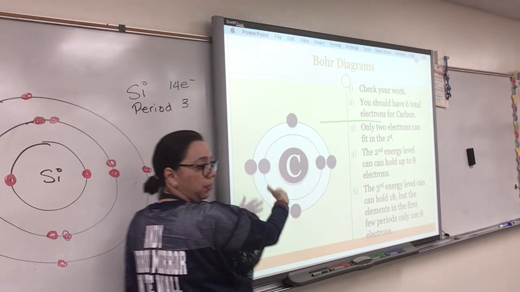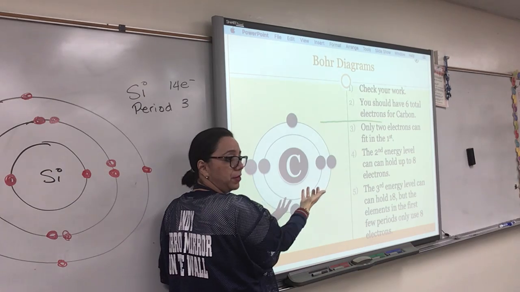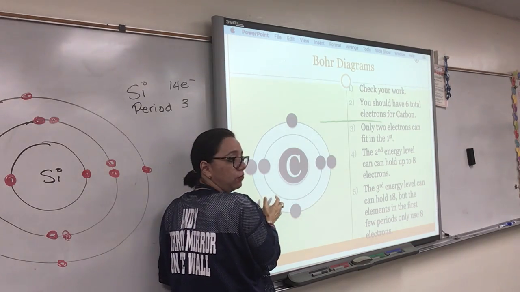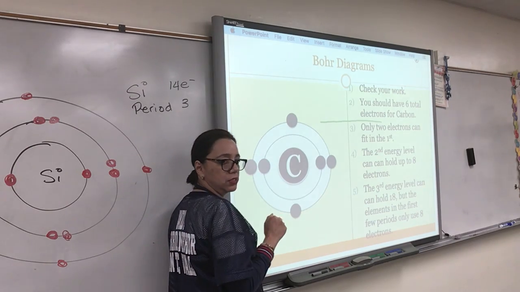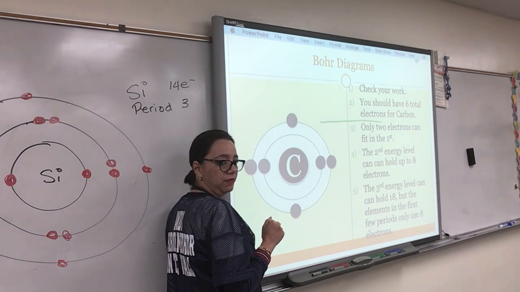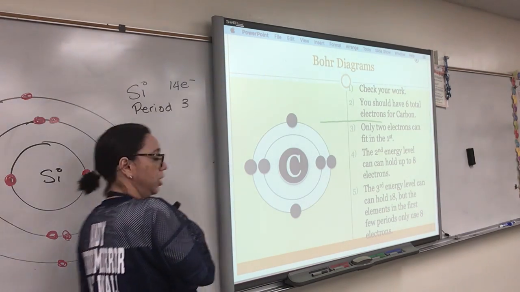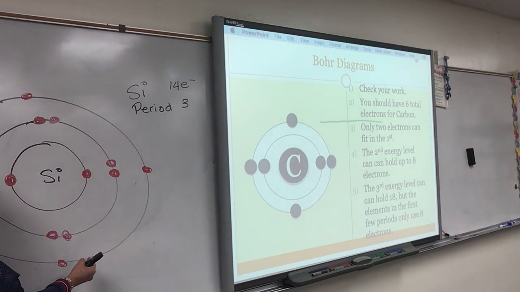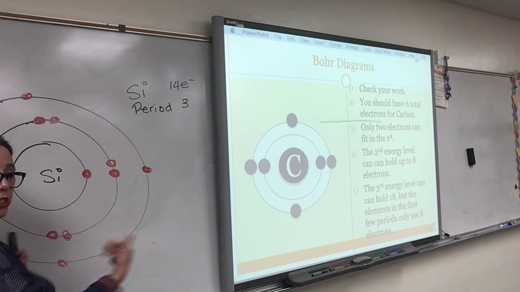Check in what period each element is. So again, carbon is in period what? 2, so I should have only 2 lines. And then check that you have all the electrons. How many electrons did carbon have? 6. So I have my 6 electrons here, right? Then check this one too, silicon. In what period was silicon? 3rd. So I have 3 lines, yes? 3 circles, 3 energy levels.